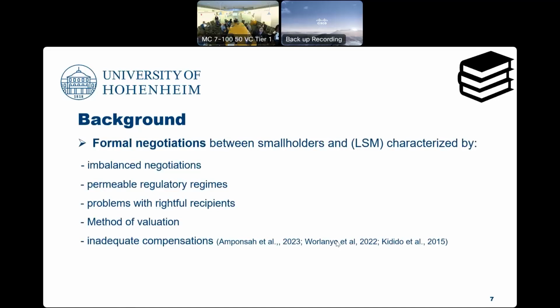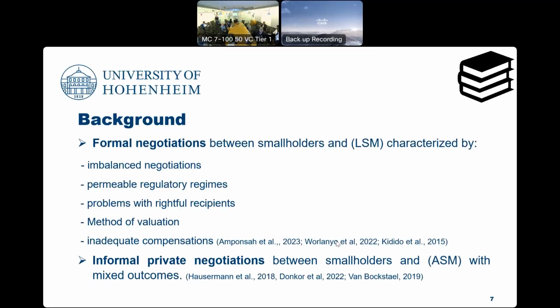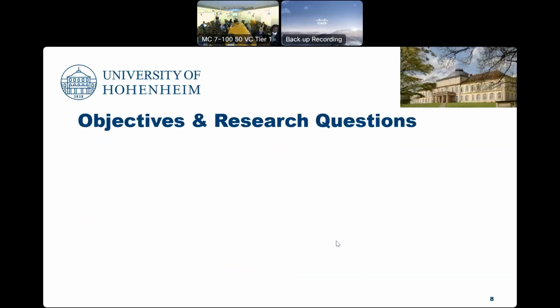But then our question is, what about the informal private negotiations, where it is taking place under societal norms or local regulations? And when I say local regulations, 80% of Ghana's lands are owned by either chiefs or families. And then the local systems are that once you need land, you go and see the land owner, negotiate, pay the right amount, and then the land can be transferred to you. So we can also say that the rightful recipients are known, but what is happening in there? And that is what piqued our interest. That is the background, the objective for our research.